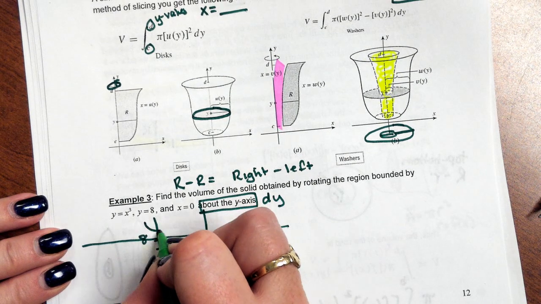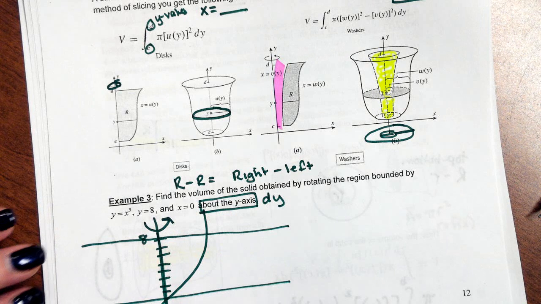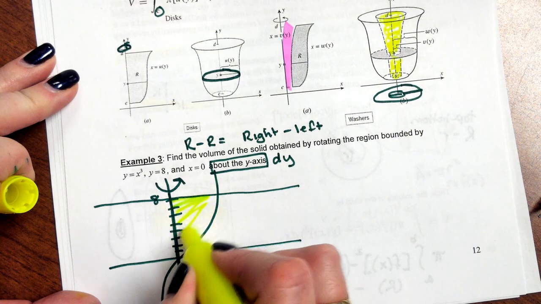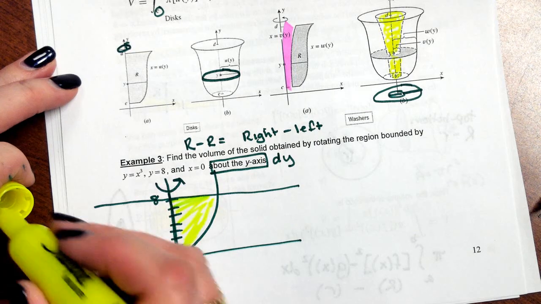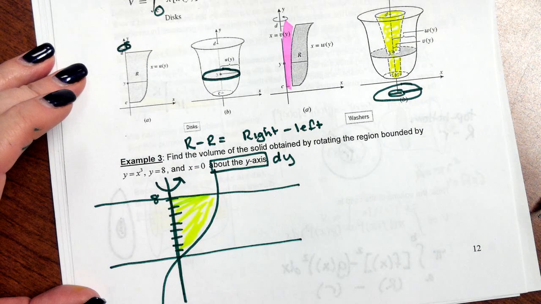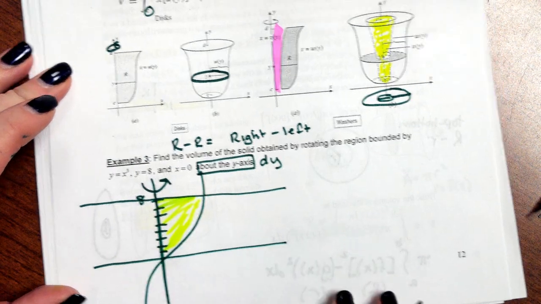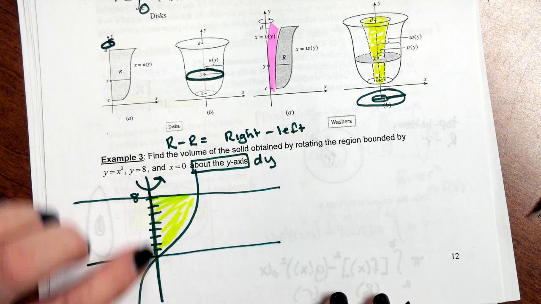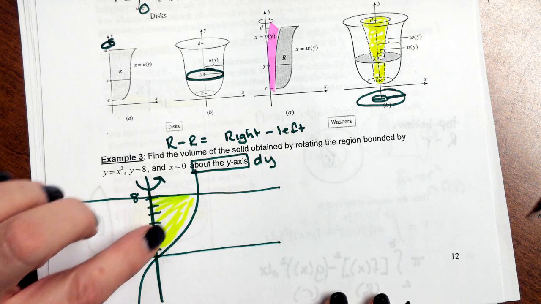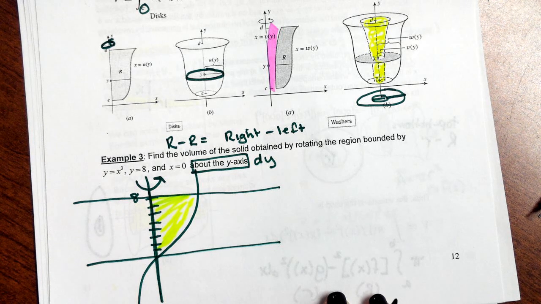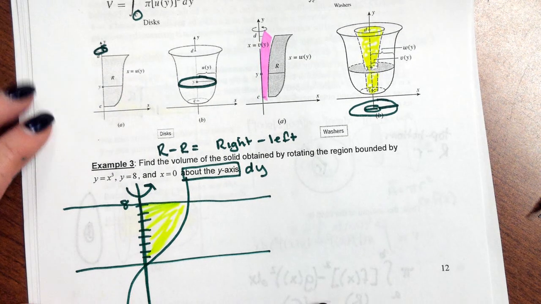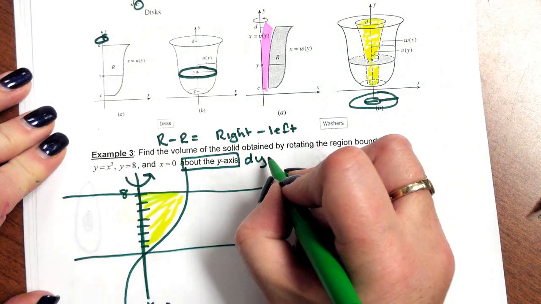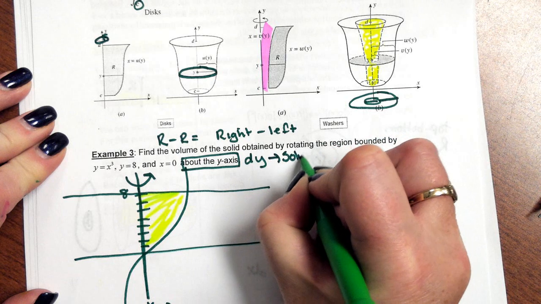Again, my axis of revolution is about the y-axis. So again, I want to calculate the volume of this region, and I'm rotating it about the y-axis. So notice there is no gap between my axis of revolution, which is the y-axis, and the region. So this is a disk. I don't have to worry about finding that inner radius and the outer radius. The big thing is, remember, because it's a dy, I have to solve for x.